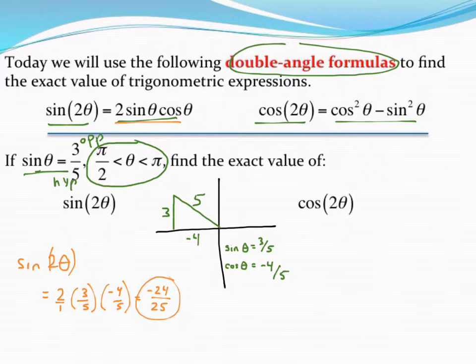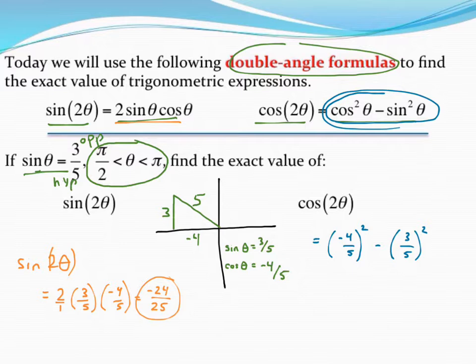Okay? I'll do a similar thing to find the cosine of 2 theta. It's a different formula. They're not really that similar to each other. So make sure you pick the appropriate formula. But to find the cosine of 2 theta, it's the cosine squared, so negative 4/5 squared. Make sure that's in parentheses. When you multiply a negative number times itself, it's always going to come out positive. And then minus the sine squared, so minus 3/5 squared. Okay? When you square a fraction, simply square the top and square the bottom separately.